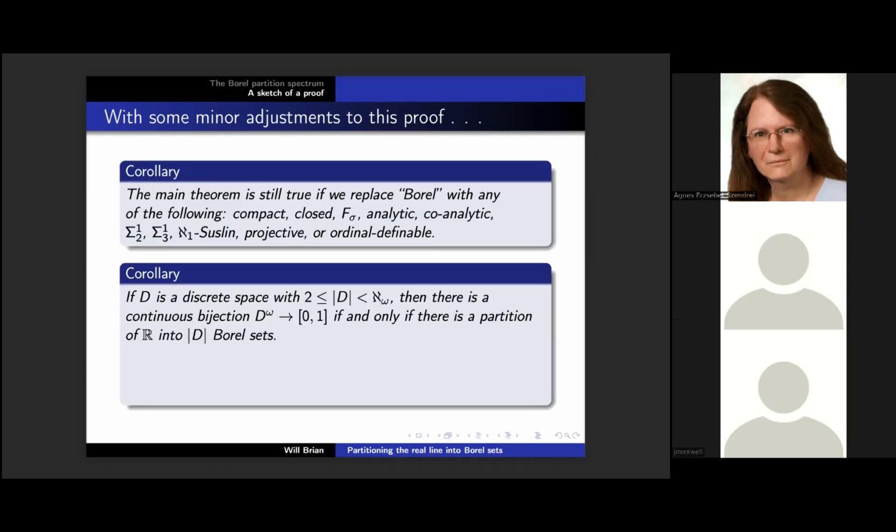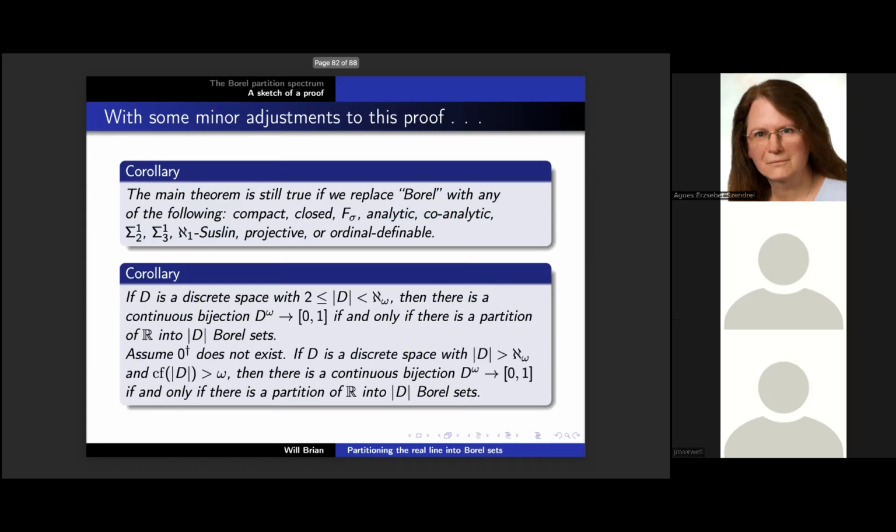So there's a continuous bijection from D to the omega onto the closed unit interval, or really onto any Polish space, it turns out, if and only if there's a partition of the reals into precisely that many Borel sets. And if we look at sets bigger than or equal to size Aleph omega, we can include Aleph omega there as well. Oh, actually, no, I'm assuming the cofinality is bigger than omega anyway, so we can ignore Aleph omega for this part.